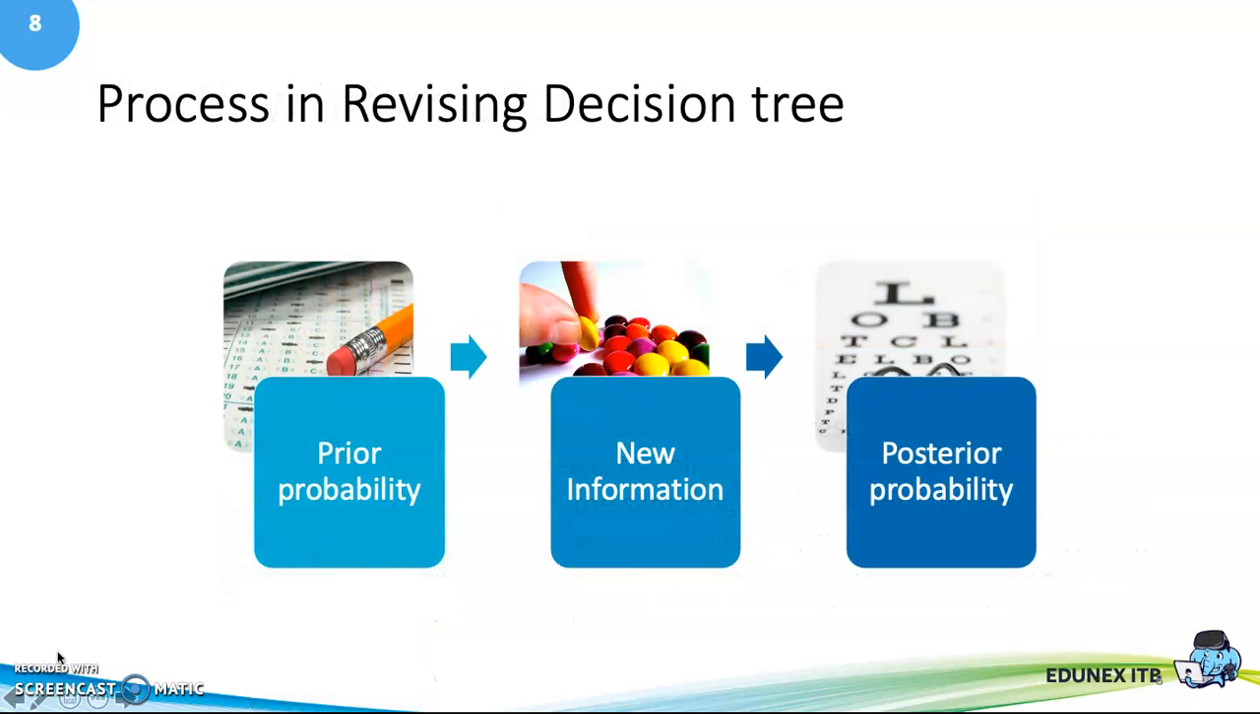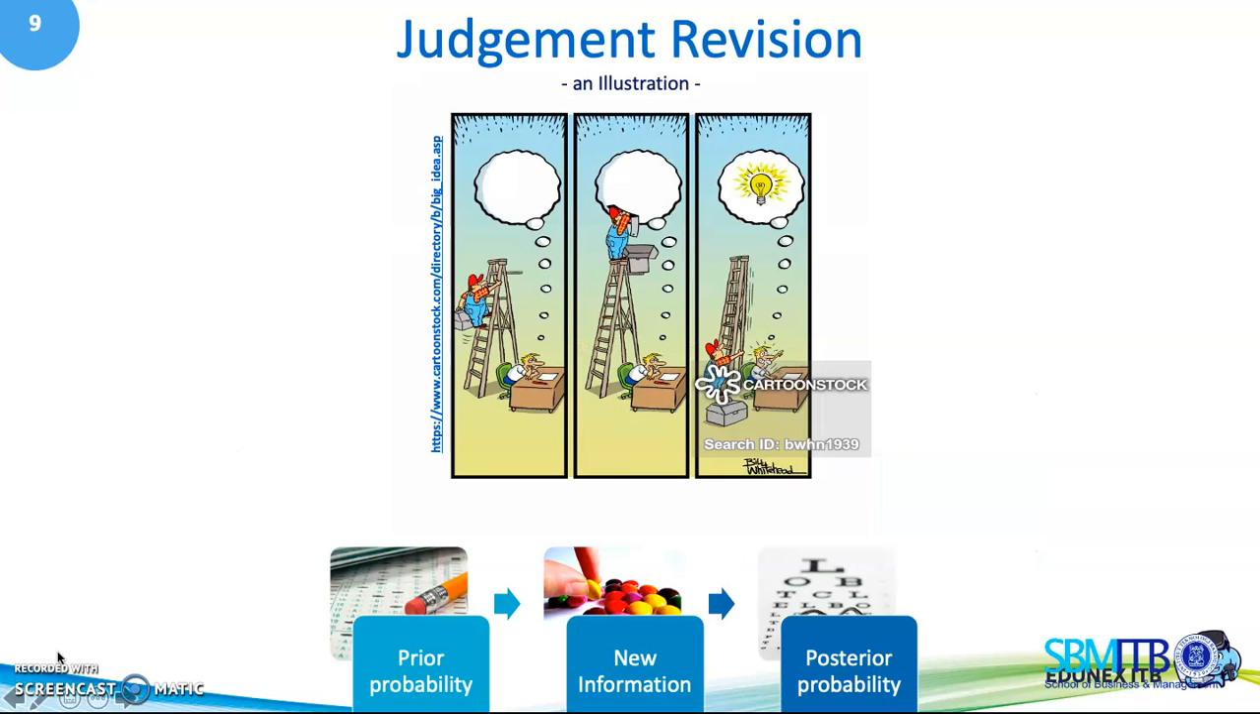So the process in revising the decision tree comes from the prior probability that you get as the basic information, and then after you conduct some survey, we get the new information, then it becomes the posterior probability. So this is the judgment revision as an illustration. Start from the prior, add the new information, and become the posterior probability.